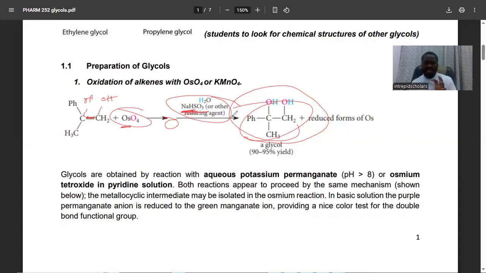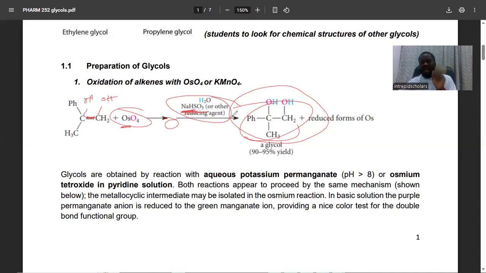Now, what will happen if you're using KMnO4? In KMnO4, the manganese is +7, that's the oxidation state of the manganese. In this particular reaction, it will be reduced to +6, which is a green color, so you will see a color change. So a very simple test checks whether a compound has a double bond or unsaturation. You can use KMnO4 in the basic medium, and that color change confirms that there's a double bond or unsaturation in the compound.